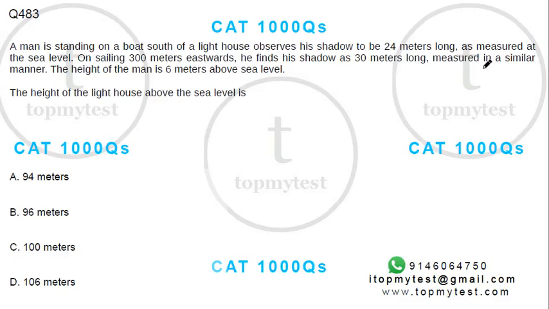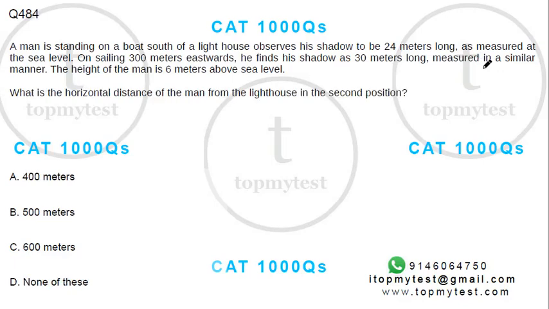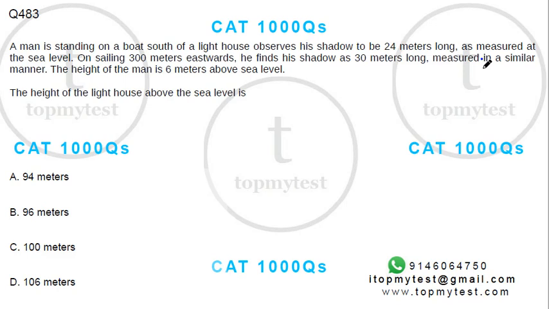Hi, this is a double question on trigonometry. It came up in ZAT previously. Let's see what this says. A man is standing on a boat south of a lighthouse.